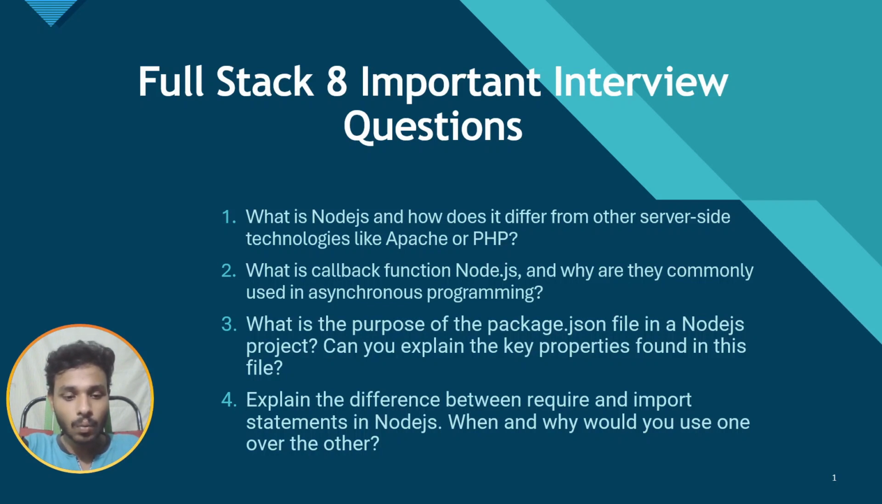And the next question is, what is a callback function in Node.js and why are they commonly used in asynchronous programming? Okay, a callback is a function which is called when a task is completed. Node.js can process a large number of requests without waiting for any function to return the result. So that's why it has an asynchronous nature with callback functions. Many operations are non-blocking and occur asynchronously, such as file reading, network requests, and database queries.